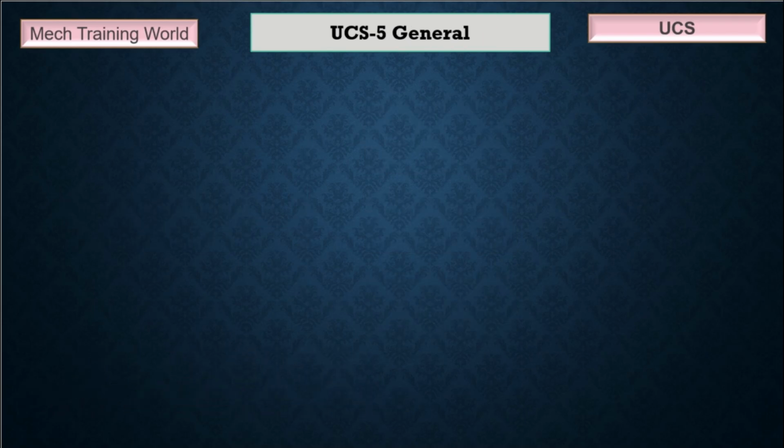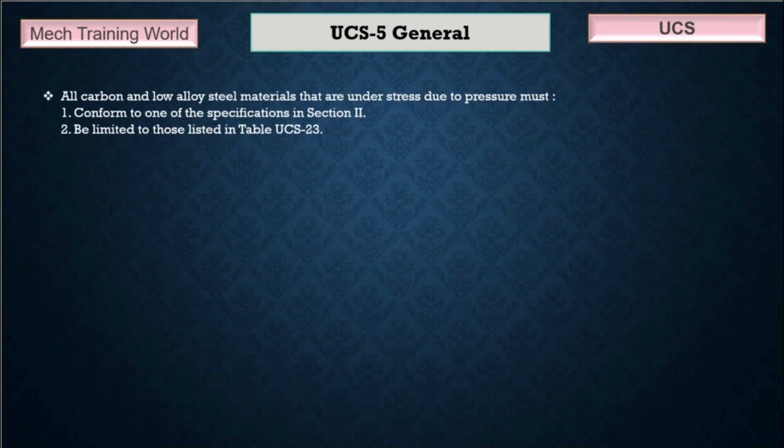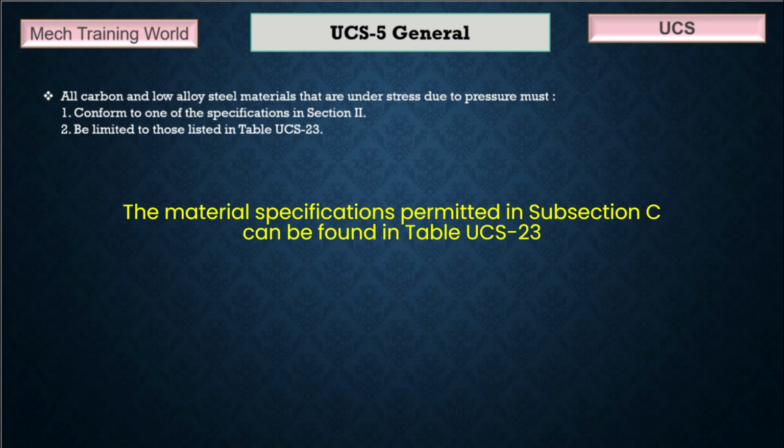And next we will see UCS-5 general. The first point in UCS-5 is that all carbon and low alloy steel materials that are under stress due to pressure must conform to one of the specifications in section 2. This is the first point we discussed in the previous slide. And apart from this there is one more point, that the material specifications permitted in subsection C can be found in table UCS-23. The materials you need to use for this section 8 division 1 code are given in table UCS-23.